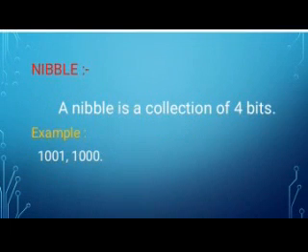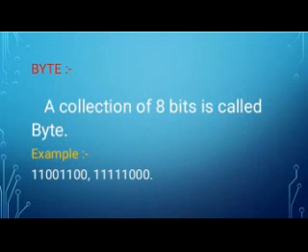The data can be represented in the form of a nibble. A nibble is a collection of 4 bits. Bits are nothing but zeros or ones. So a nibble is 4 bits, that is a 4 digit number, whether it is 0 or 1. Next, the data can be represented in the form of a byte. A byte is nothing but a collection of 8-bit data. 8-bit data means 8 digits are there. The digits consist of zeros or ones. See the example: 11001100. Whether all the digits are 0 or 1, or a combination of zeros and ones.